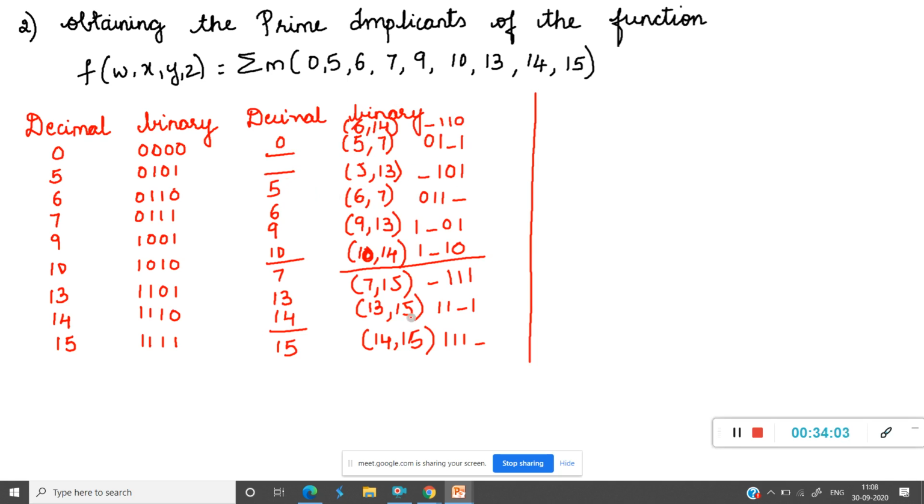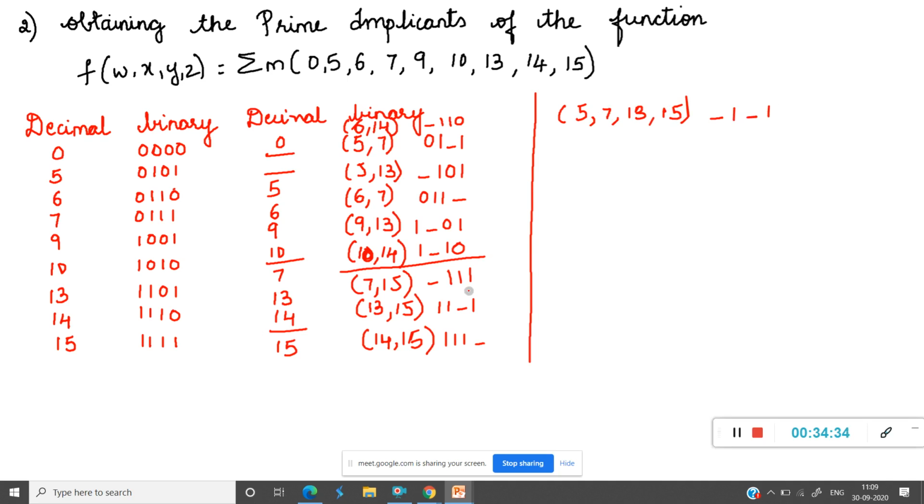Okay, first you compare these two. Now this group with this group. Can I compare 5, 7 and 13, 15, students? 5, 7, third bit dash, and here 13, 15, third bit dash, and the first bit is changing. So it is dash, 1, dash, 1. That is 5, 7, 13, 15. So it is dash 1 dash 1.